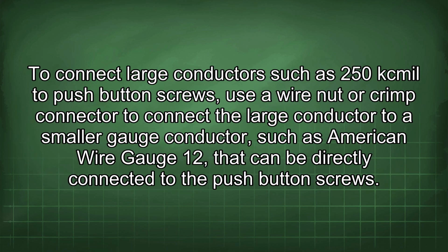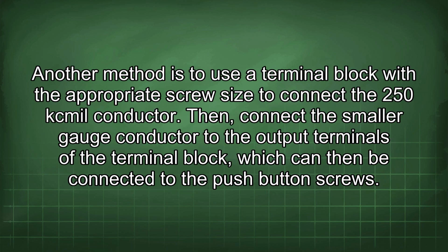To connect large conductors such as 250 kcmil to push-button screws, use a wire nut or crimp connector to connect the large conductor to a smaller gauge conductor such as American wire gauge 12 that can be directly connected to the push-button screws. Another method is to use a terminal block with the appropriate screw size to connect the 250 kcmil conductor. Then connect the smaller gauge conductor to the output terminals of the terminal block, which can then be connected to the push-button screws.